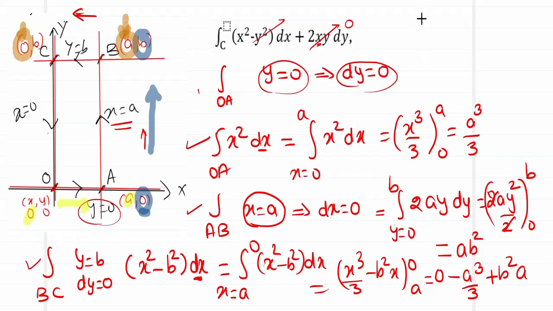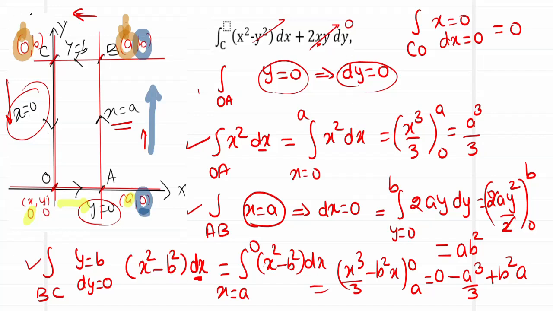What is going to be the fourth curve? The fourth curve is along the direction over here, CO. Name of the curve CO. What is the equation of the CO? CO is given by x equal to 0. When x equal to 0, what will happen to your dx? Dx will also be equal to 0. So what will happen to the quantity? Dx is present over here, so this will vanish. X is present over here, so this will vanish. So totally the value along the curve CO will be equal to 0.